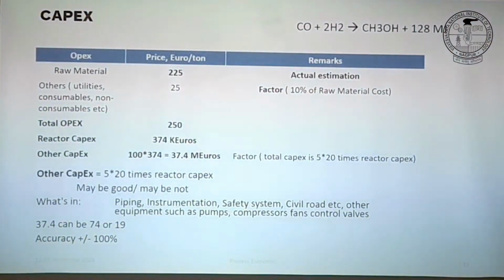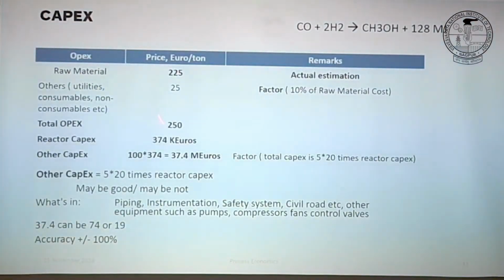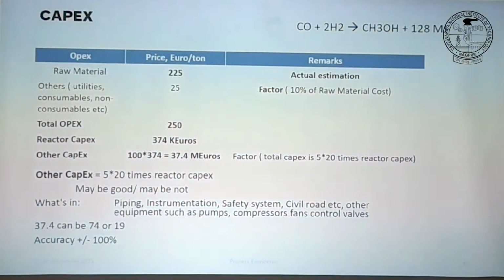So let's march forward. We had raw material, other raw materials or utility, so that was our OPEX. Now we added the CAPEX to price. But yesterday we saw a simple block flow diagram of this hydrogen manufacturing plant, and then we saw a real PFD.